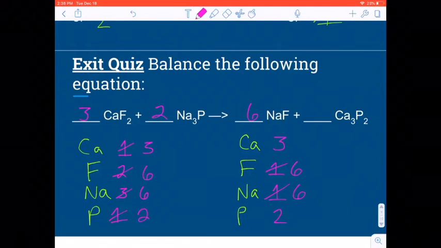You can put a 1 in front of the calcium phosphide on the end, but you don't need to. You can leave it blank. So that's it. Go ahead and finish up this packet for the practice problems, and you are all set.